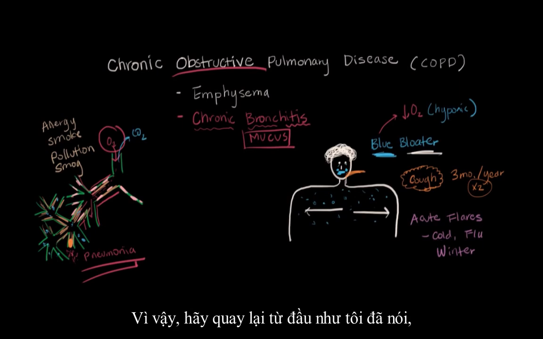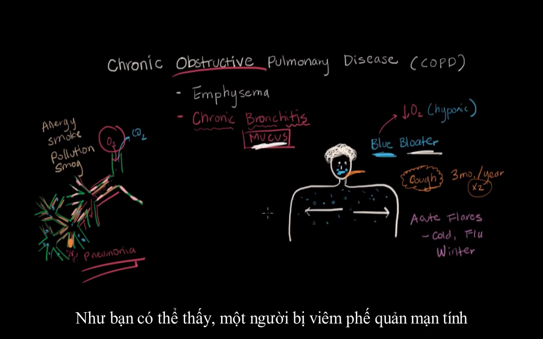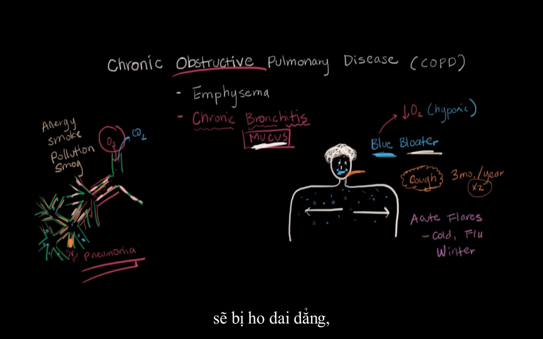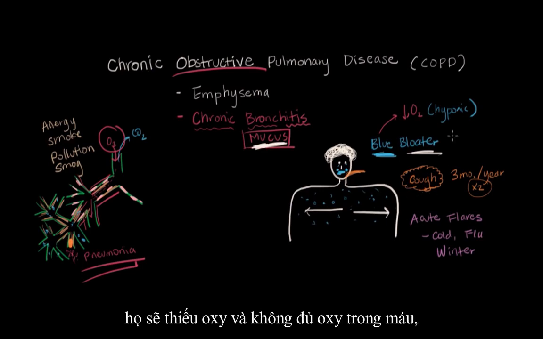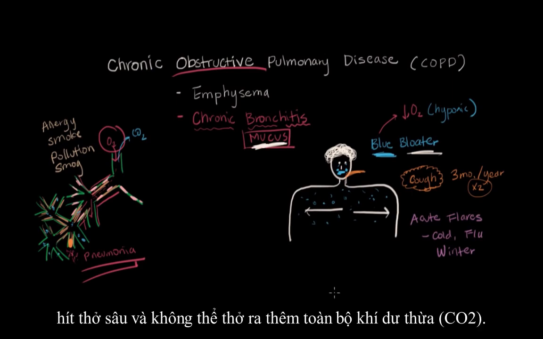So coming back to the beginning, like I said, the theme of our day is mucus production. As you can see, a person with chronic bronchitis will have a nagging cough, they'll be hypoxic with not enough oxygen in their blood, and they'll be bloated from trying to take deep breaths and not being able to breathe out all the extra air.